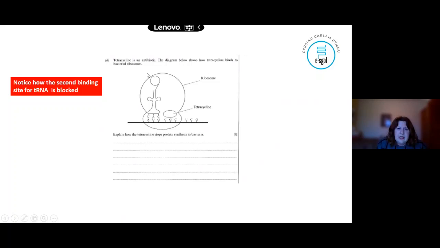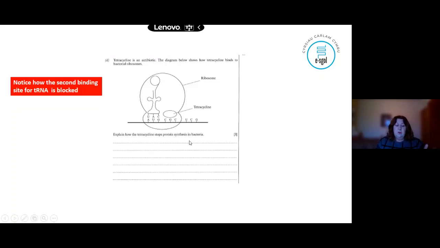What we can see is our ribosome, with our large and small subunits. We've got our transfer RNA with our amino acid, and it's occupying one of the binding sites. But look what's happening to that second binding site. On this site here, we've got tetracycline, which it tells us is an antibiotic. This is showing us how tetracycline binds to bacterial ribosomes, and it says explain how tetracycline stops protein synthesis in bacteria.